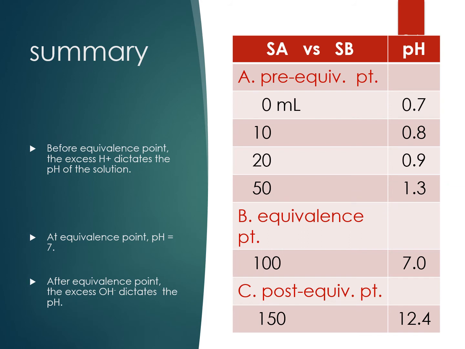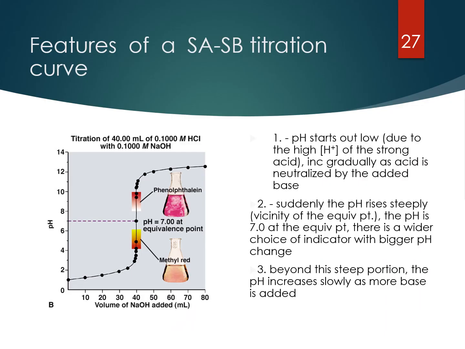So this is the summary of the pH. Gradually it increases, and then there's a steep increase in the pH. This is the overall look of the titration curve. Basically the pH starts out very low, and gradually increases as we add our base, and suddenly the pH rises steeply in the vicinity of our equivalence point, which is at around pH equal to 7.